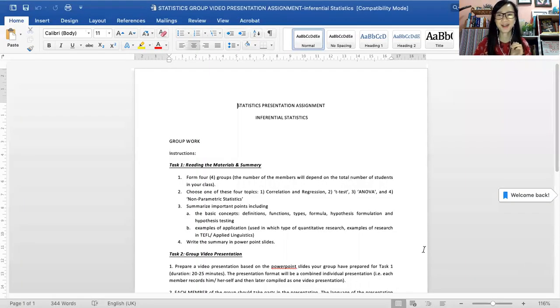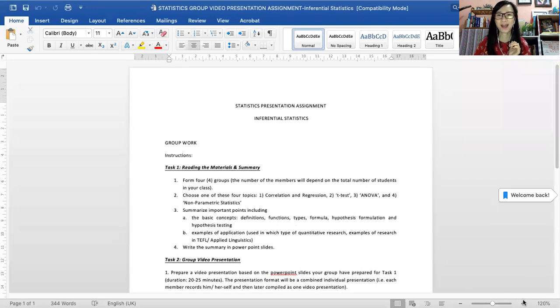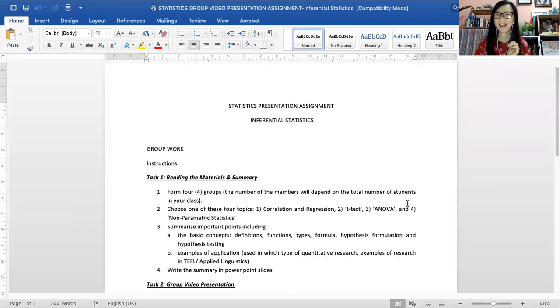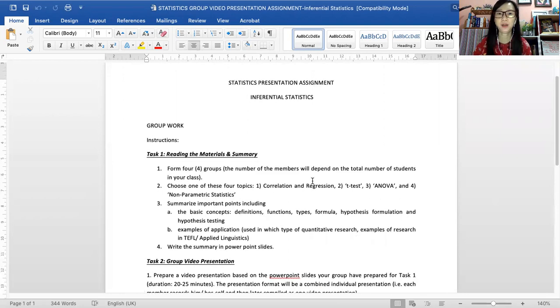All right, so your next assignment after this week is a group work. There are two different tasks. The first task is to read the materials and make a summary. I would like you to form 4 groups.